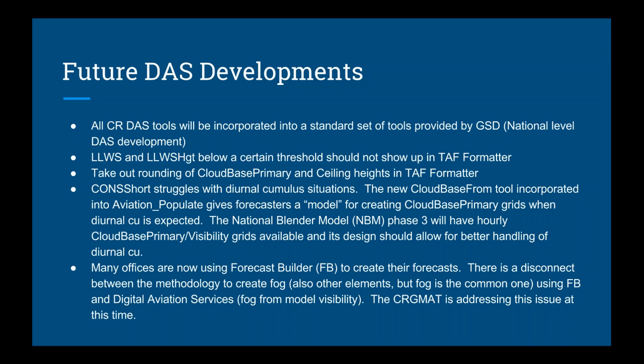Cloud-based primary does not round, or it actually rounds a lot, to the nearest flight category, if you will. So we're going to take that out, too, in a future formatter build. The diurnal queue, you've heard how we've been addressing diurnal queue problems with Conshort and why the issues arise just because models don't forecast ceilings. The national blend model is going to hopefully be able to have a better design to handle this, as Jerry was saying. And then we're going to be working with the Forecast Builder team to get digital aviation services wrapped into it really easily.